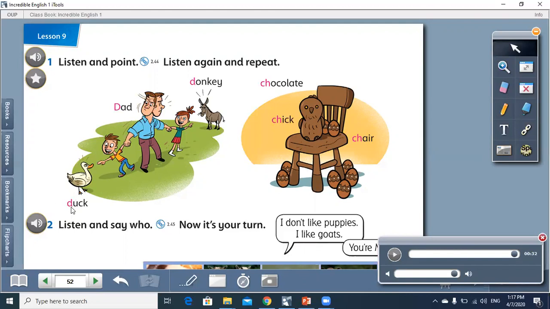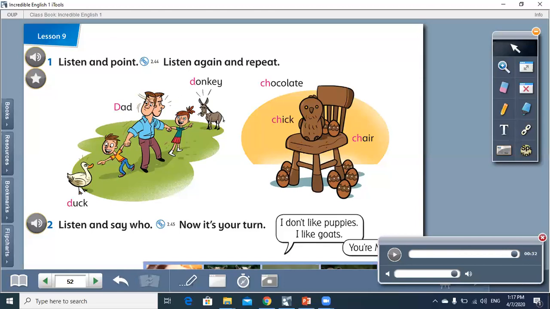So let's read them for the last time. Duck, dad, donkey, chocolate, chick, and this is chair. So if I ask you, what is this? It's a duck.